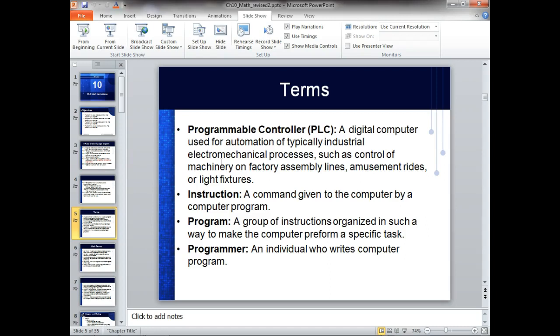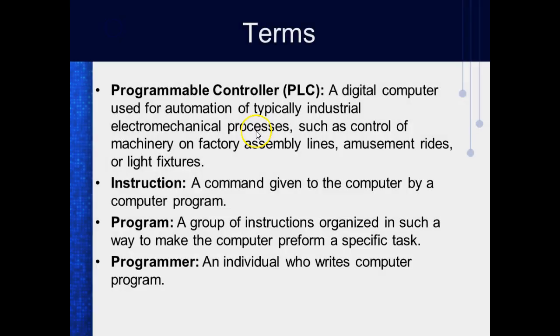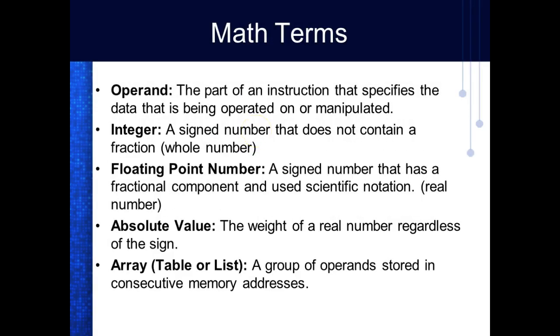Program, a group of instructions. Okay, we're going to talk about that. An operand. The book uses this term all over the place, but it does not define what an operand is. So we've got these binary numbers that tell the processor what we want to do. We call those opcodes or operational codes. Then we have the data that the instructions are actually operating on, and we call those operands. So the part of the instruction that specifies the data being operated on and manipulated.